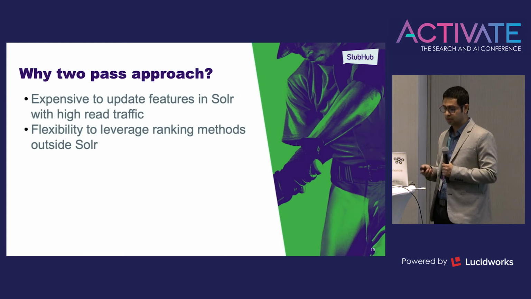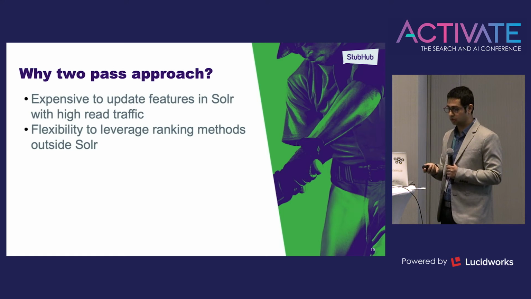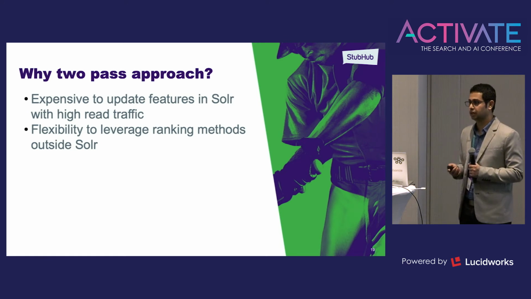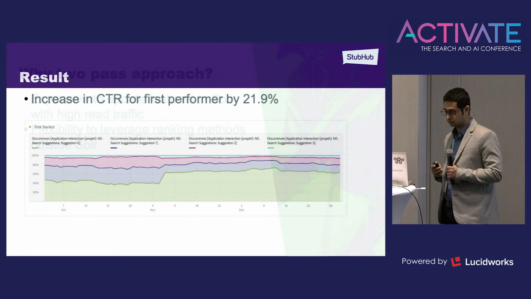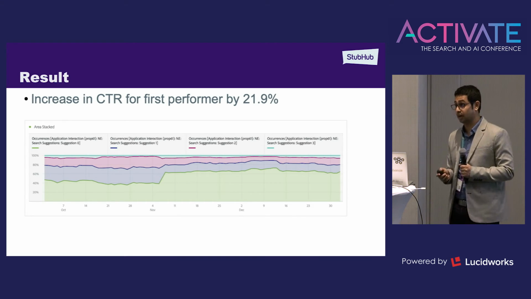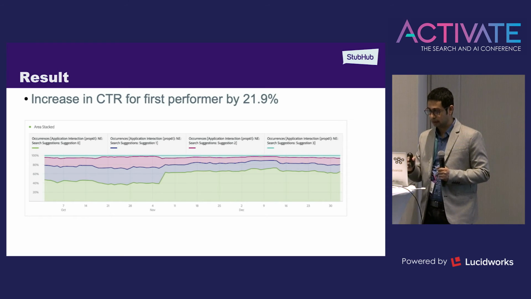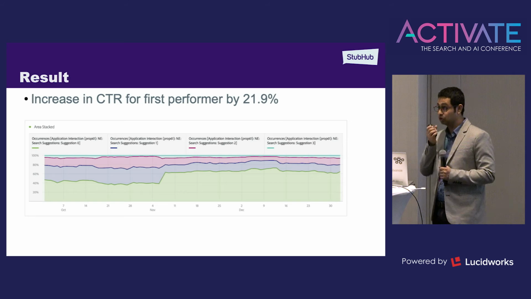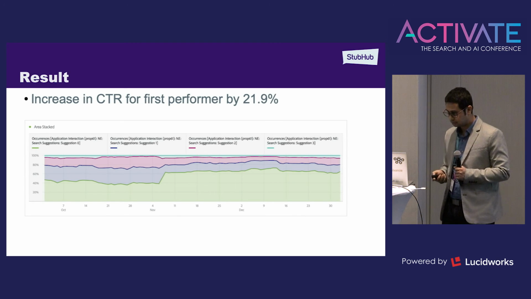So yeah, this is again the explanation of the two-pass approach. It is expensive to update the features in Solr, and you are flexible to leverage ranking outside Solr. And this is the result with just linear regression with heuristic weights. We observed a 21.9% increase in the click-through rate for the first performer. That was really unexpected, but it worked really well for us.